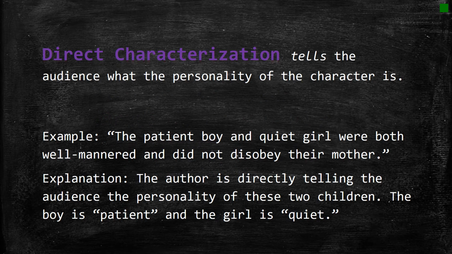Okay, we have direct characterization again. It tells the audience what the personality of the character is. An example: "The patient boy and the quiet girl were both well-mannered and did not disobey their mother." That's in quotations. If something is in quotations, it has been directly said by another person or character, whether it's speech or written. It's a direct communication. Explanation: the author is directly telling the audience the personality of these two children. The boy is patient and the girl is quiet. That we know directly.